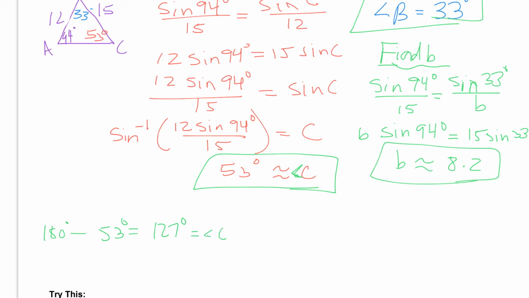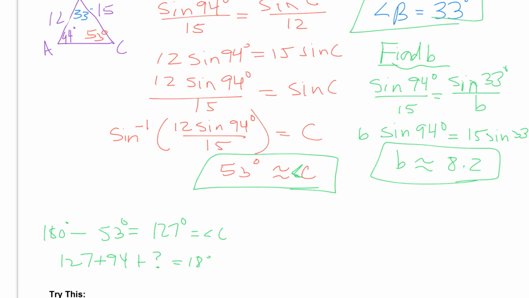Then we have to think to ourselves, if we take 127 and add it to 94, can we get another angle to equal 180? And the answer to that is no, because 127 and 94 is already 221, and it's bigger than the sum of the angles of a triangle. So this tells us that we do not have a second triangle. So we are done with this one. There's only one answer, and that is angle C, 53 degrees, angle B, 33 degrees, and side b, 8.2.